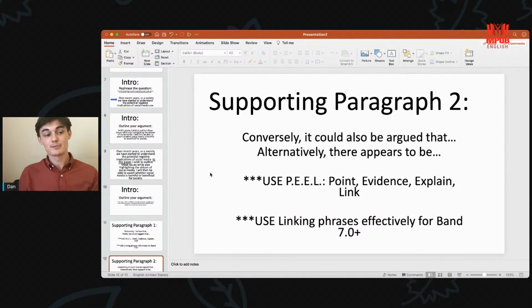So on to the next paragraph. You have 2 paragraphs here, guys. You could maybe do 3 paragraphs, but I would stick to 2.